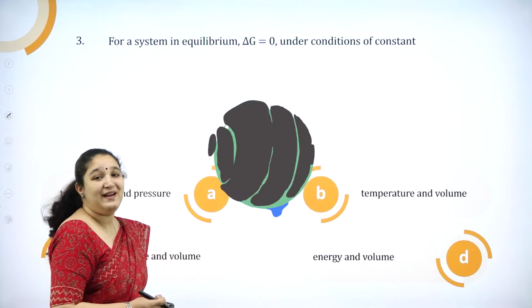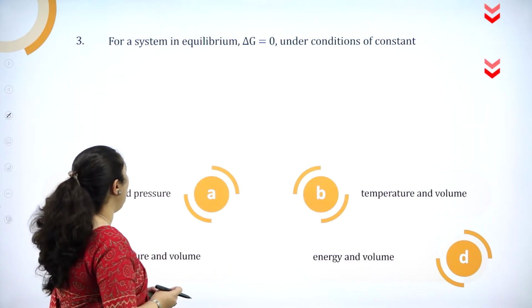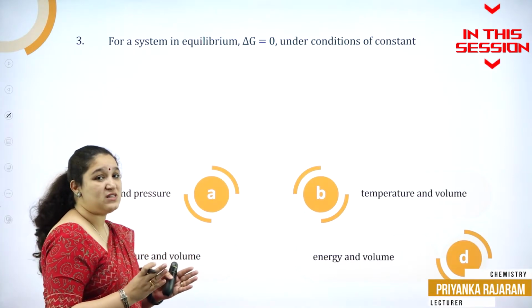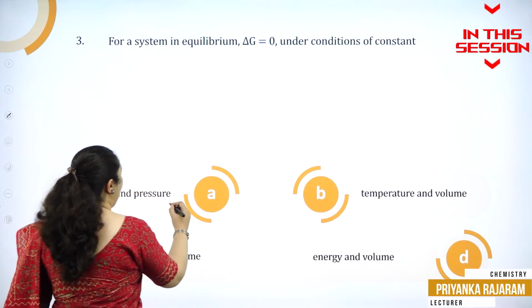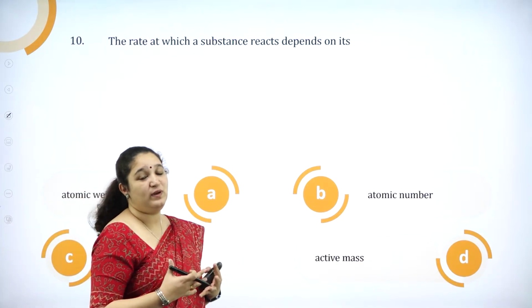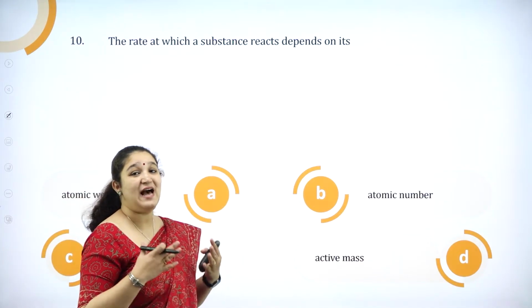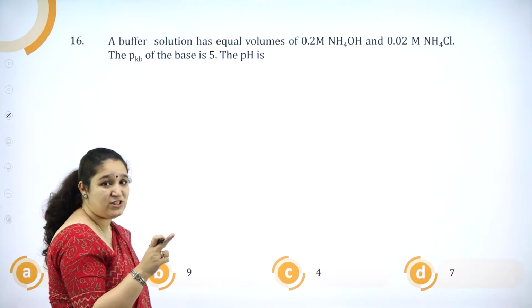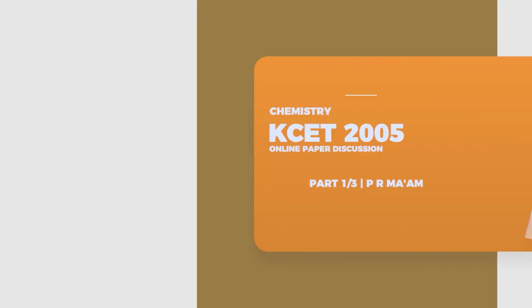So when delta G is equal to 0, for the system at equilibrium, it should be at constant temperature and pressure. The rate at which the reactants will react depends on its active mass. We have to find out the pOH because it is a basic buffer.